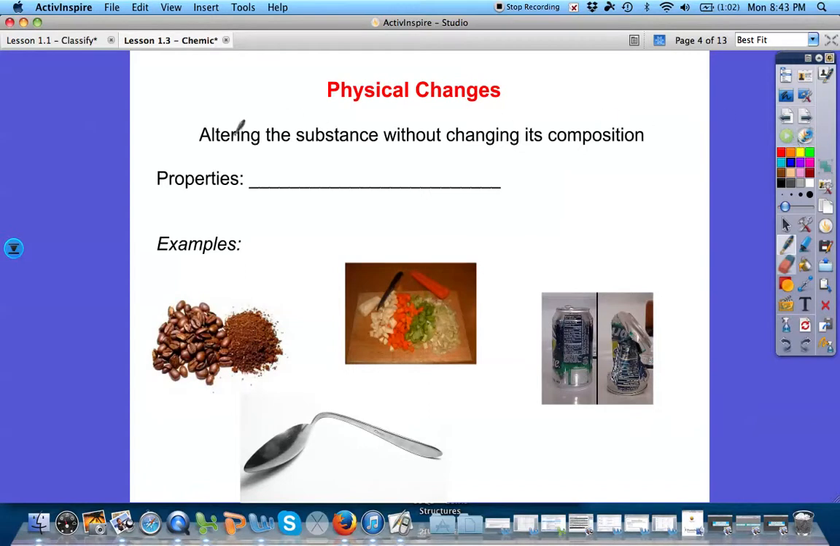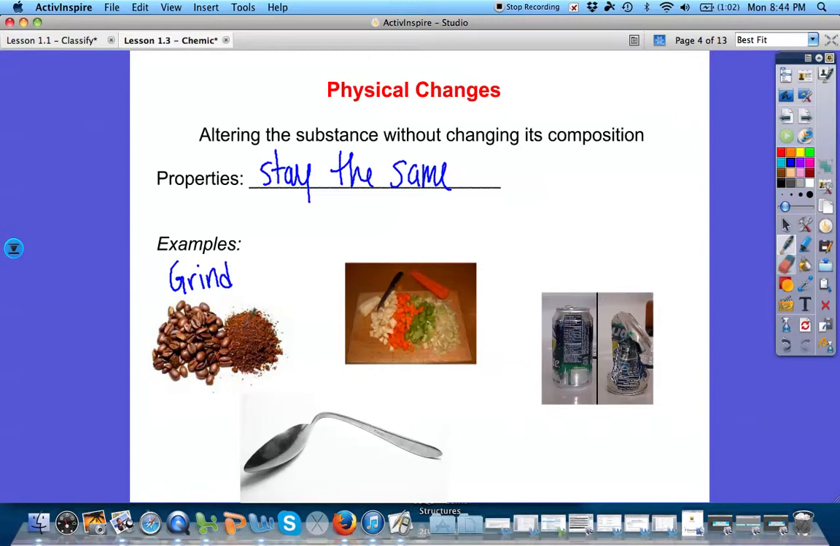So physical changes, we're altering the substance without changing its composition. The chemical makeup of the substance is going to stay the same. So the properties stay the same. Some examples of physical changes. If you buy whole coffee beans at the store, you can grind them up.